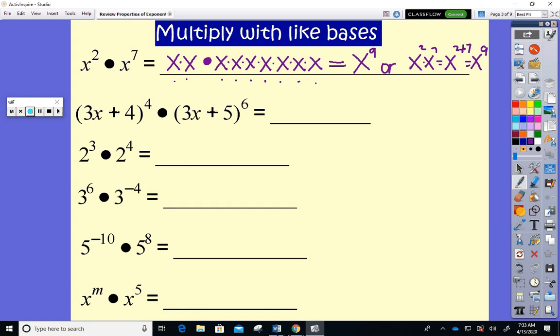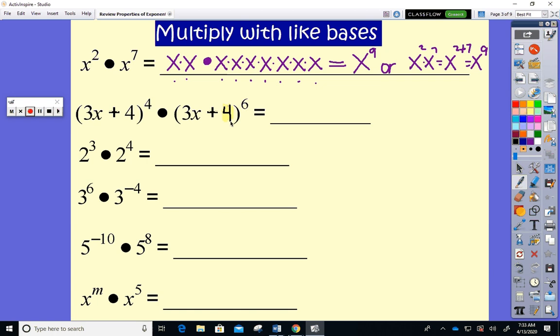Now in the next problem, our base is 3x plus 4. Oh, I just realized that I made a mistake when I typed this in. Let me fix this because they're supposed to both be the same, and I just now realized that I didn't make them both the same. Change it on your skeleton notes too. I meant to make them the same and just didn't.